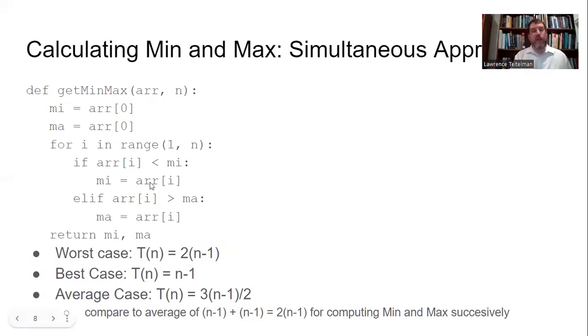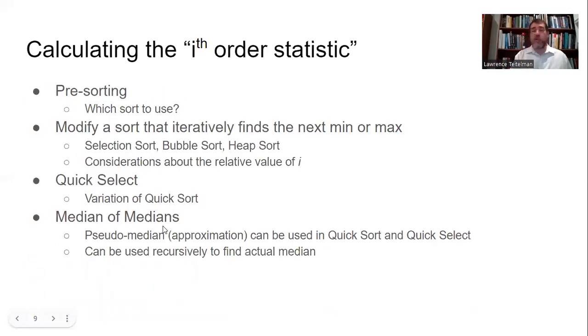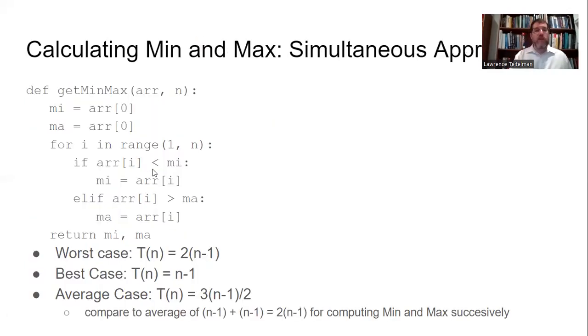So in the worst case, we will always have to do both comparisons for every element. So the number of comparisons is 2 times n minus 1. In the best case, we will only have to do one comparison per iteration. So we get n minus 1. On average, we're going to have to do one comparison here because we always have to do an if, and about 50% of the time we're going to have to do this. That's where this 3/2 times n minus 1 comes from.